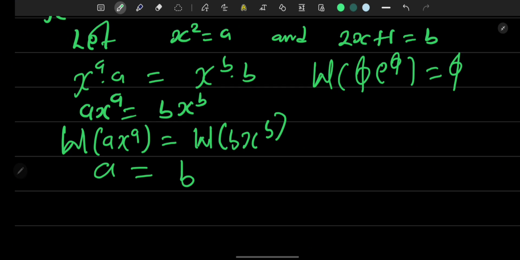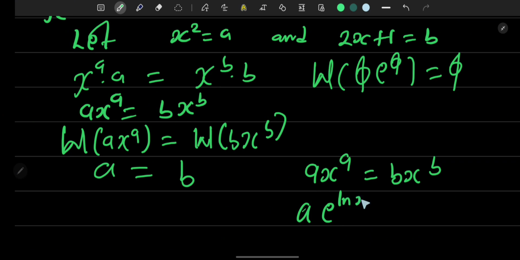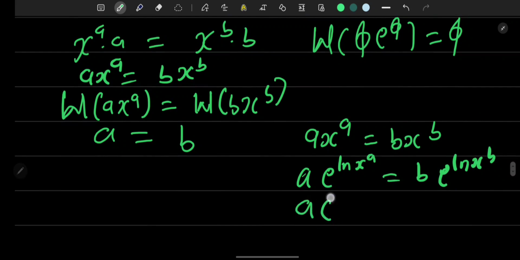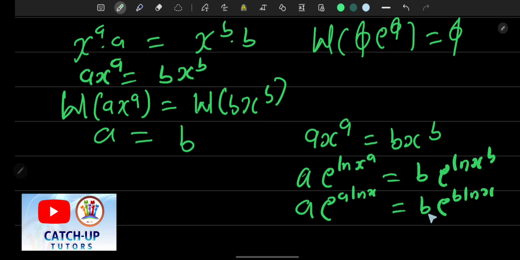But from here again, ax raised to the power of a, bx raised to the power of b, I can rewrite a here to be exponential x to the power of a. I'm sure you know that. And x to the power of b here can be written as exponential b ln x. And of course, this is a exponential a ln x, and this is b exponential b ln x. Okay, so you can see we have a ln x here, but we only have a here. We have b ln x here, we only have b here.